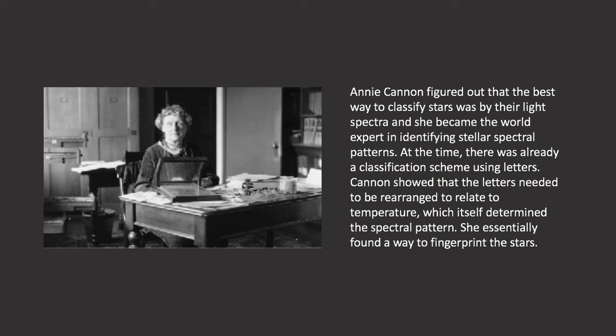Well, what Annie Cannon figured out when she was looking at the spectrum of various stars is that the current classification scheme didn't really capture what was happening with the spectra. And she figured out what it was that made certain stars have similar spectra. And when she did that, she found that you needed to rearrange the letters of the classifications that existed and to order them in a specific way. And in this specific pattern, which I'll describe in a second, she found a way to fingerprint the stars.